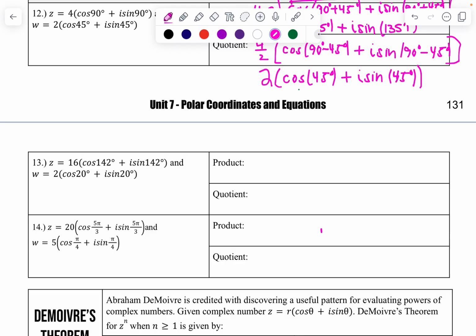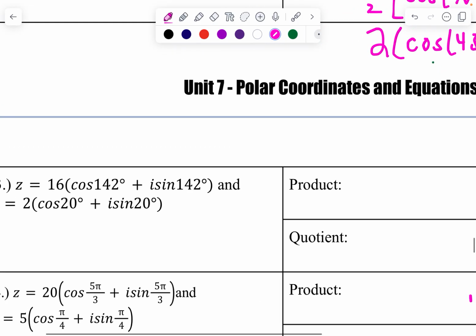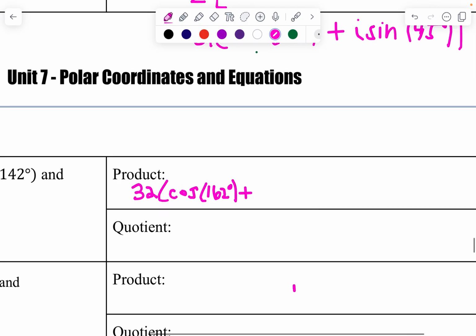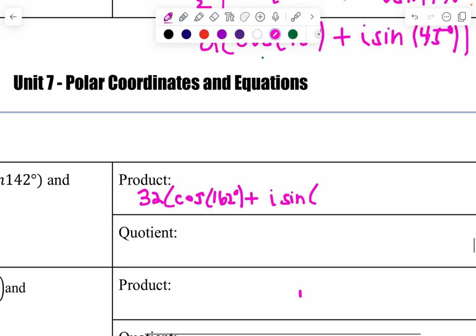All right, so a couple more examples here. So again, product, we're going to take the two r values and multiply them. So we're going to take the 16 times the 2, and I'm going to get 32 times, for the cosine, for theta, I've got to add these two numbers together. So 142 plus 20 gives me 162 degrees plus i times the sine of 162 degrees.